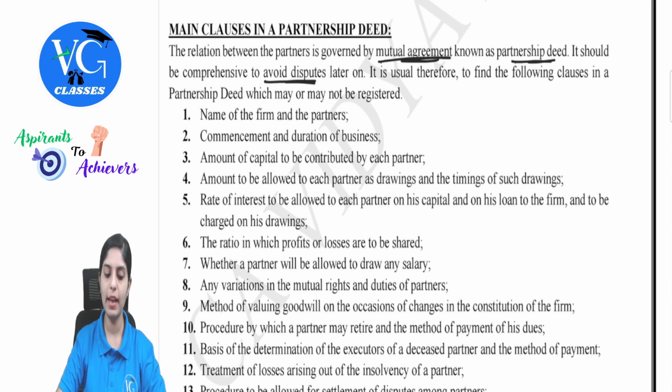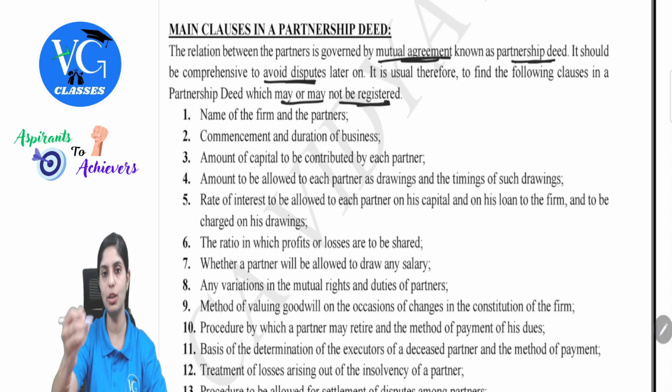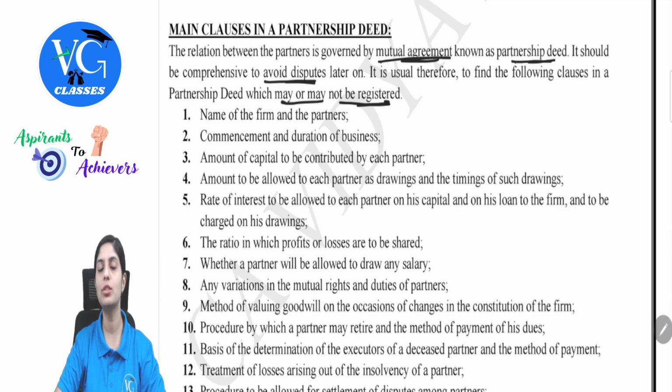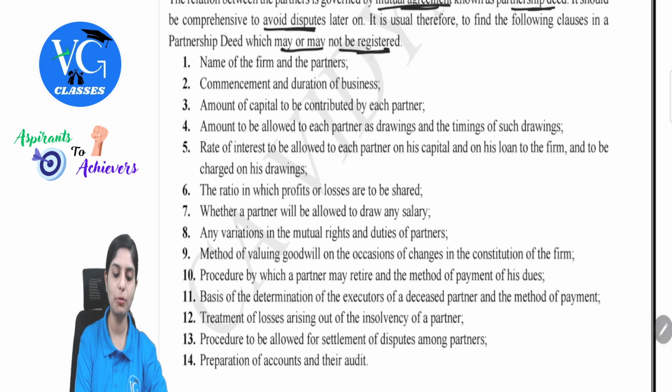It is usual, therefore, to find the following clauses in a partnership deed, which may or may not be registered, because we just understood that registration was optional. So what are the few clauses which we can observe in a partnership deed? The name of the firm along with the name of the partners. Commencement and duration of business. When is the partnership business commenced, and duration.